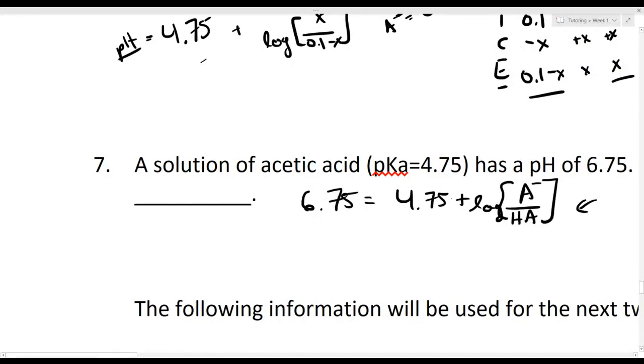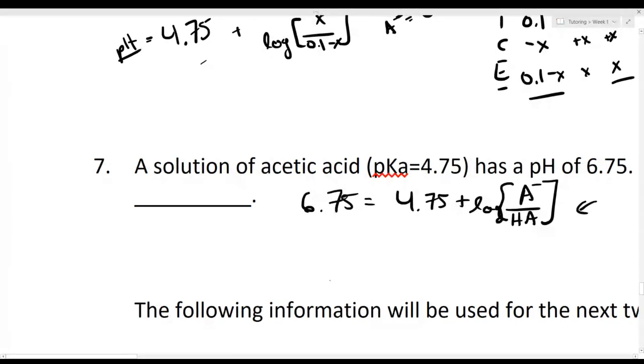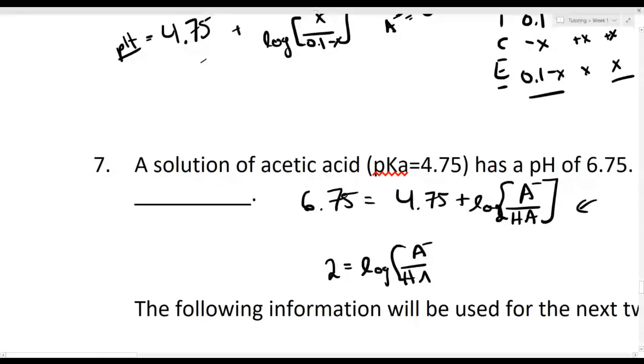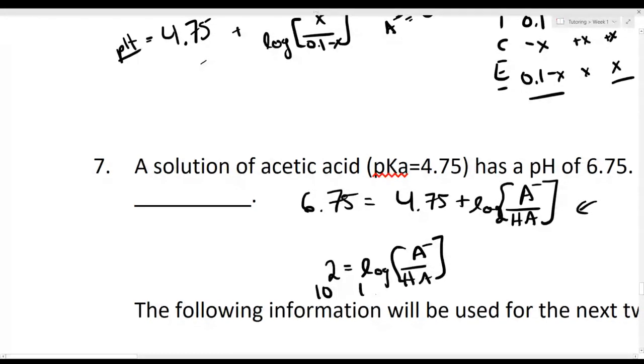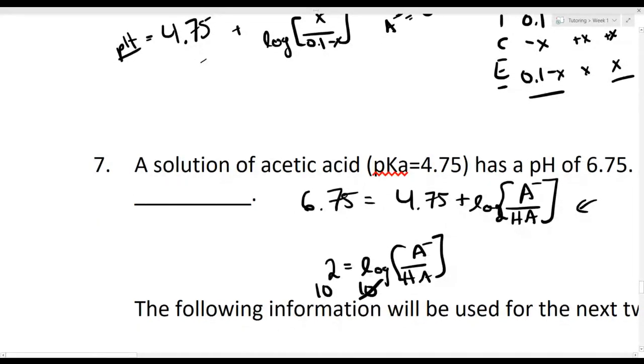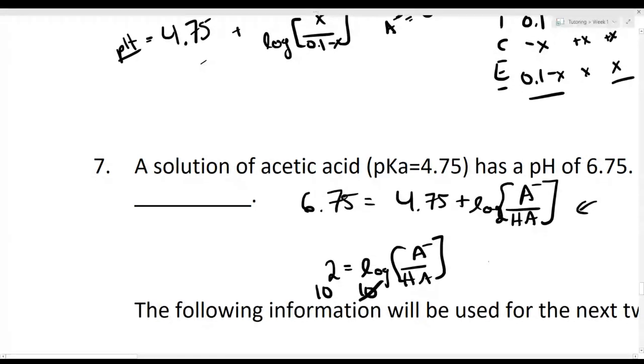So we don't actually need an ICE table. We don't need to do anything. We can work with this. So I'm just going to go ahead and subtract 4.75 over. So I'm going to get 2 equals the log of A minus over HA. To undo the log, we make the base 10. I don't like the wording, but yes, those cancel out. We get 100 equals A minus over HA.